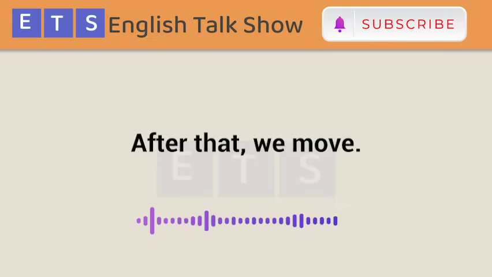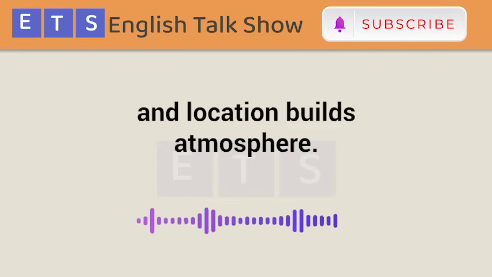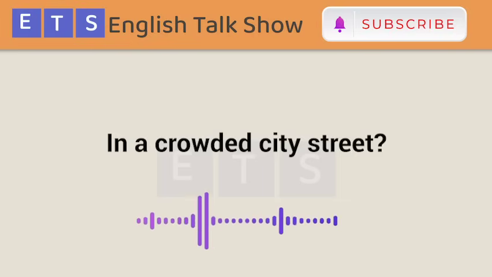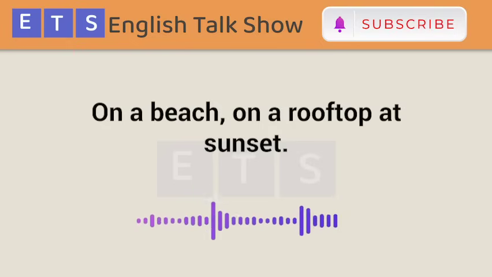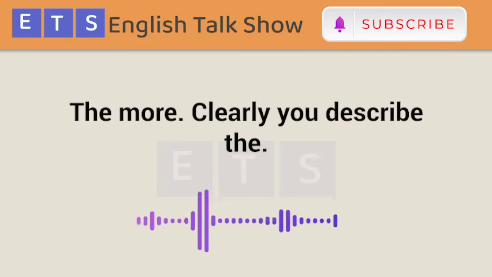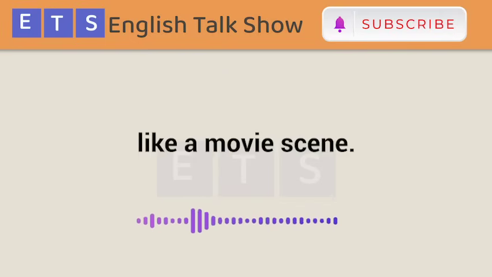After that, we move to where. This adds location, and location builds atmosphere. Where is the action happening? In a park? In a crowded city street? In a quiet library? On a beach? On a rooftop at sunset? The more clearly you describe the place, the more the listener can picture it like a movie scene.